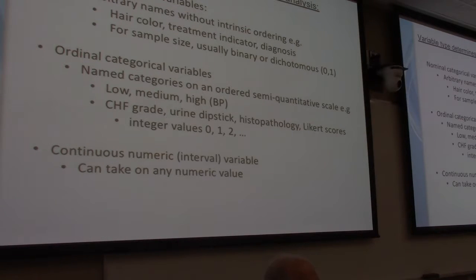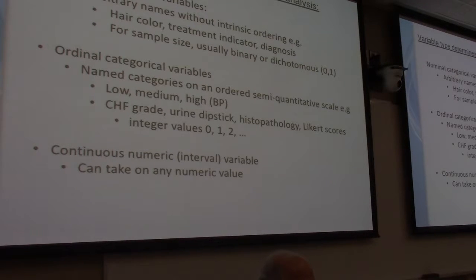When we're doing sample size calculations, we try to make our categories binary or dichotomous, so it's yes, no, 0, 1, disease, non-disease. There are also ordinal categorical variables where there are categories, but those categories now have an order to them. So it's a semi-quantitative scale: low, medium, and high blood pressure, the 6 grades of congestive heart failure, 1, 2, 3+ on a dipstick. Histopathology is often the pathologist gives their impression of, say, the degree of inflammation is 1+, 2+, 3+. Or Likert scores from a survey where you, at integer values, 0, 1, 2, all the way up to 10. These are all examples of categorical variables.